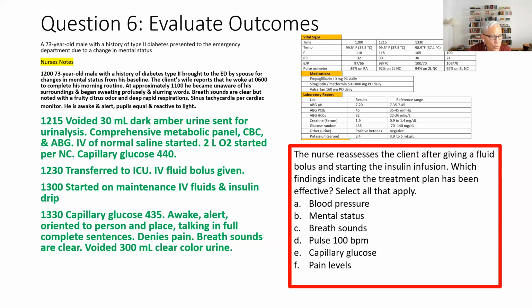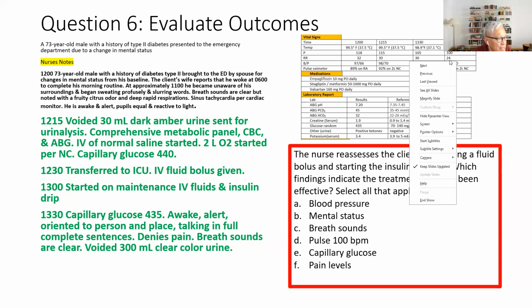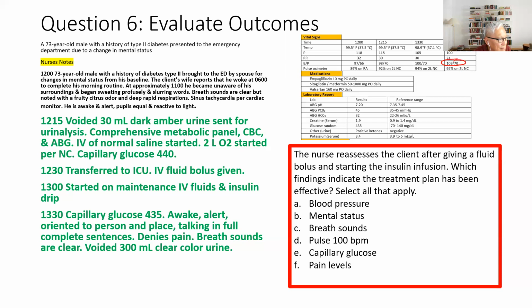I'm going to end the poll so that we can see the comparisons. Okay, the BP is on top. Do you see it? Originally at 12 o'clock, it's 97/66. And now it is 109/70. So is this an improvement? Yes. Okay.